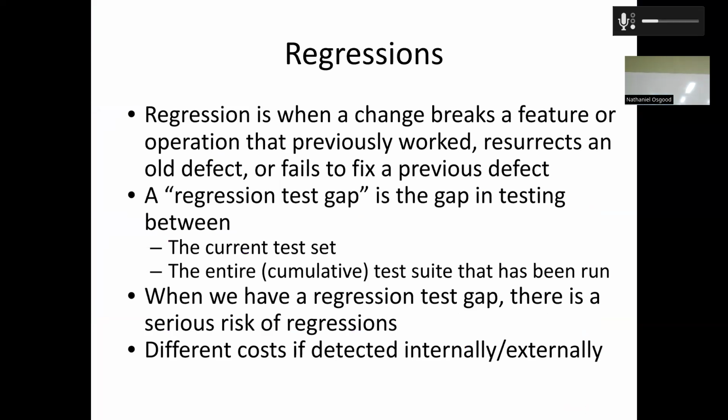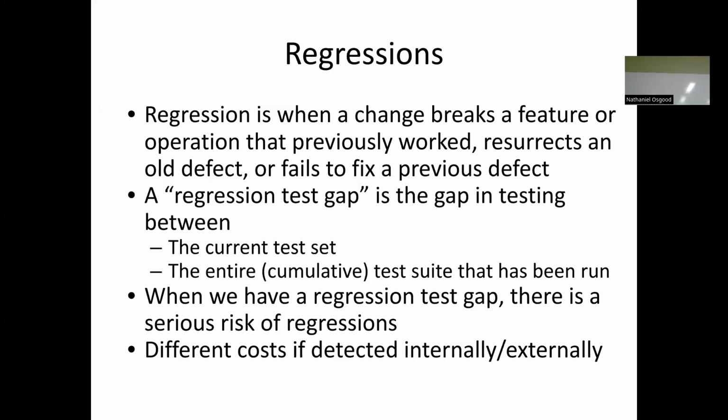Regression tests are all about finding that the system doesn't regress. It doesn't go backwards, right? And that can mean an old bug reemerging. Or it could mean a function, a set of functionality, like a feature that used to work, no longer working.